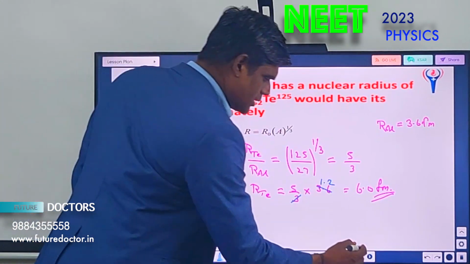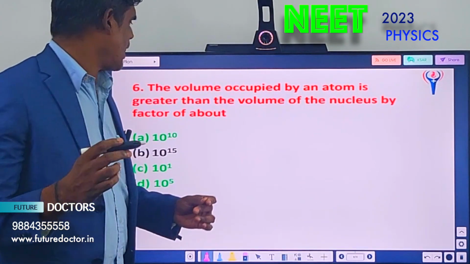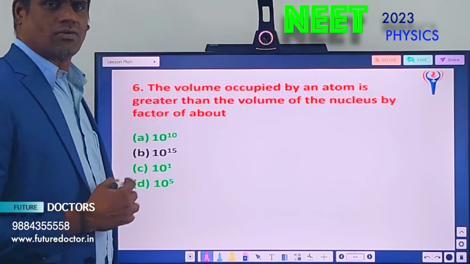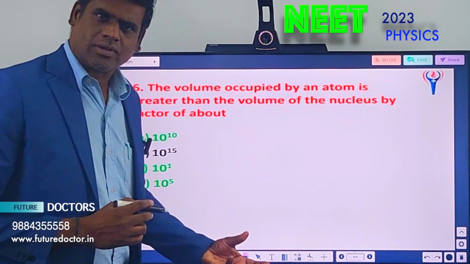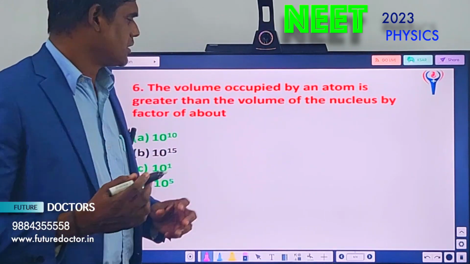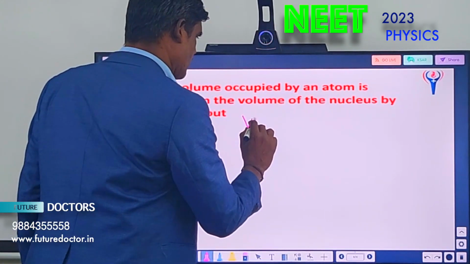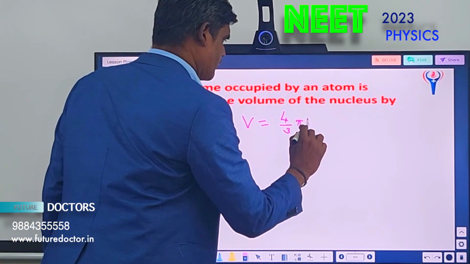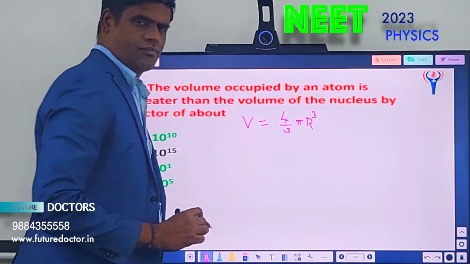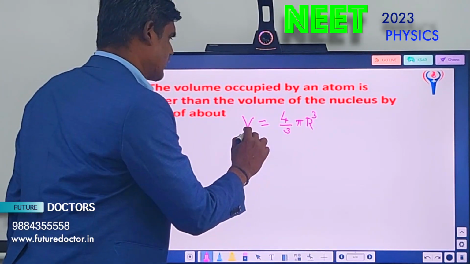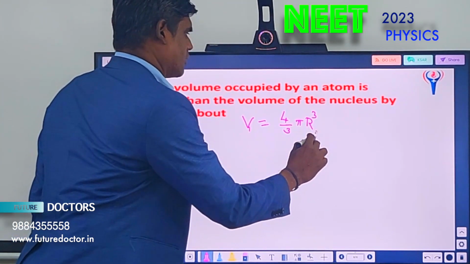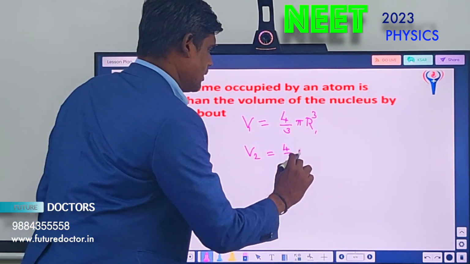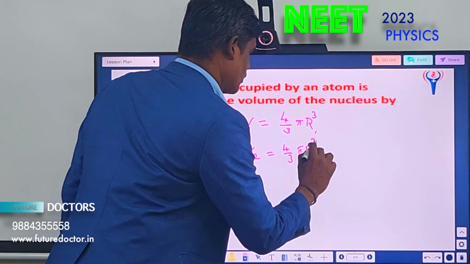Let's move to question number 6. The volume occupied by an atom is greater than the volume of the nucleus by a factor of about what? Volume of an atom or volume of a nucleus is assumed to be a sphere. The formula is volume V equals 4 by 3 pi r cube. For the atom, volume is V1, and volume of the nucleus V2 equals 4 by 3 pi r2 cube.